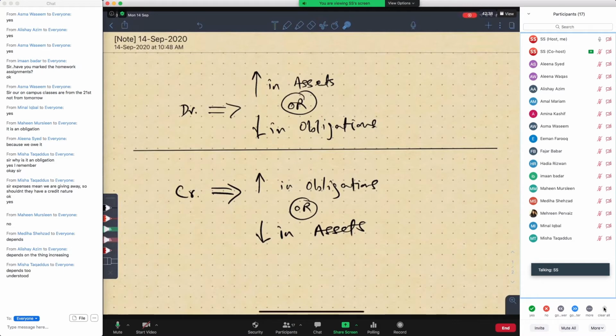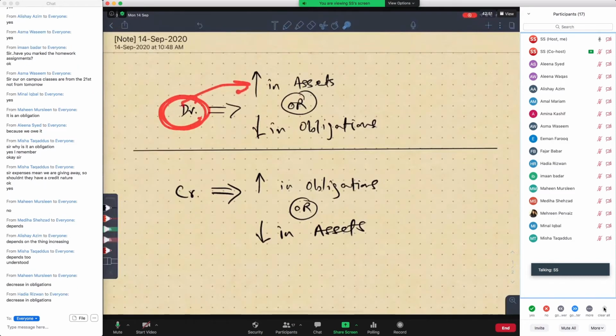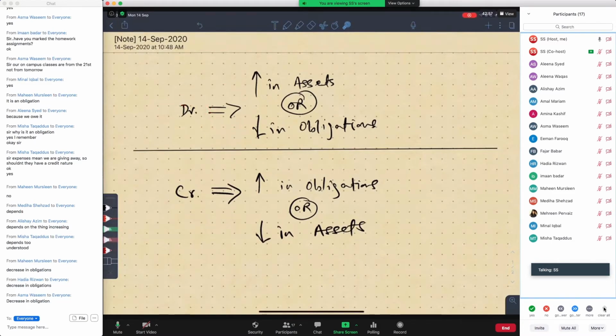Let me repeat the question if it is not clear. Expenses, as we decided from our previous set of slides, have an intrinsic nature of debit. That means expenses either represent an increase in assets or a decrease in obligations. Which of the two probably makes more sense in this case? Mahin says decrease in obligation, Hadia says decrease in the obligations, Asma says decrease in the obligation, right? Okay, that makes sense. Decrease in what obligation? Can you identify the name of the obligation which is decreasing?